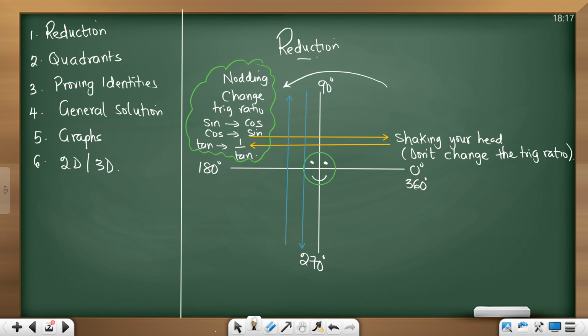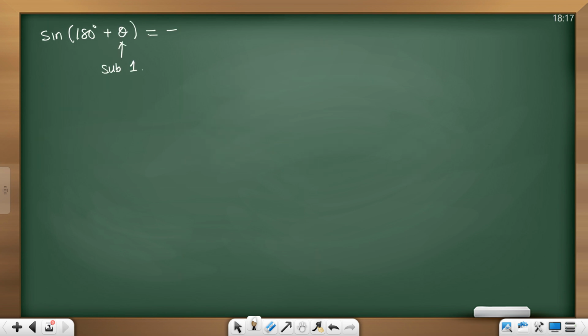Horizontal. Am I changing? No. So it remains as what? Sine. Somebody says, this is so complex. It's fine. You will see the importance shortly.